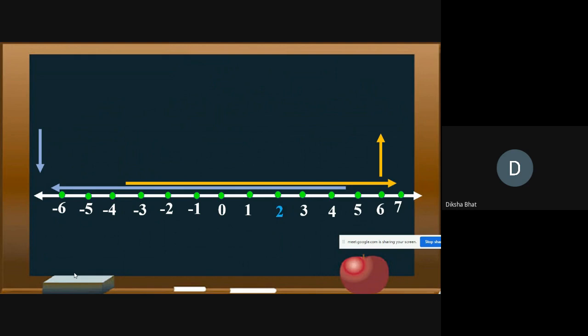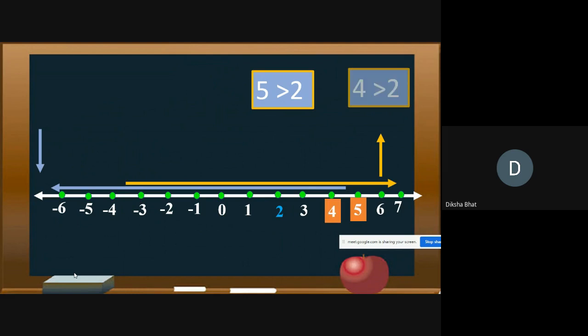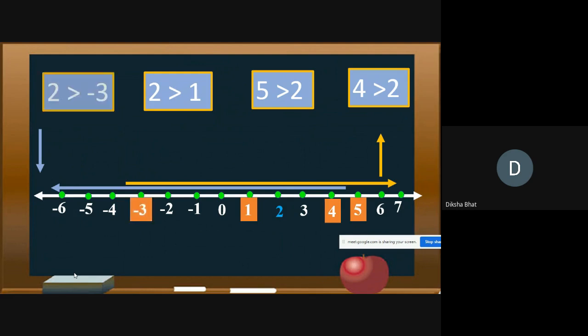Consider any number, let's say 2. Now choose any number to the right of 2. Let's say 5. So we can observe that 5 is greater than 2. Now let us choose another number, say 4. Even 4 is greater than 2. But if we choose a number to the left of 2, say 1, we see that 1 is less than 2 or 2 is greater than 1. Now suppose we choose negative 3. We can see that negative 3 is less than 2.